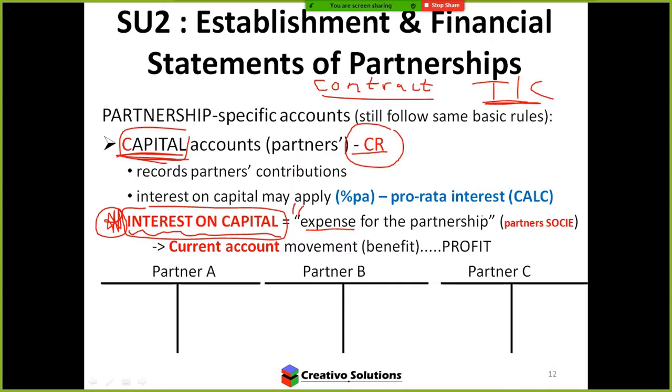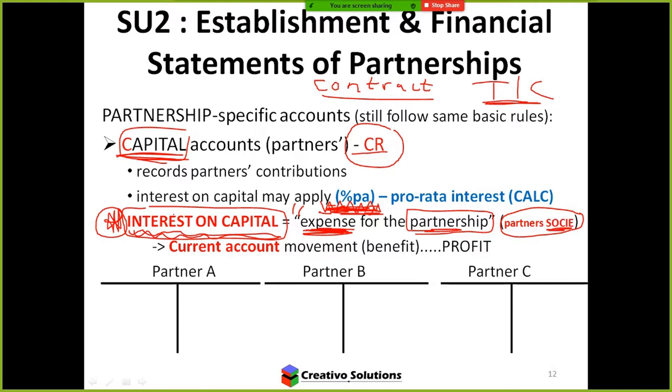But remember, is the partnership a separate legal entity? No, it's not. Because the partnership is not a separate legal entity, you can't view it as an expense. You're not going to show this on the statement of comprehensive income. It doesn't go in as an expense. Why? Because it's not a separate expense. It relates to the partners. So where do you disclose interest on capital? It's disclosed in the statement of changes in equity because it's equity related.